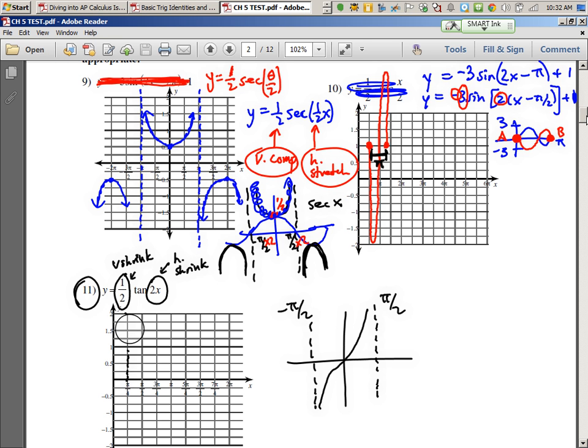Let me do that in red so you can see it. So you have an asymptote at pi over 4. There's actually another one at negative pi over 4. Okay? And I don't know if you remember this, but the tan graph contains the point pi over 4 comma 1. In other words, tangent of pi over 4 is 1. So that point just got squished to pi over 8 comma 1, see, when we did that.